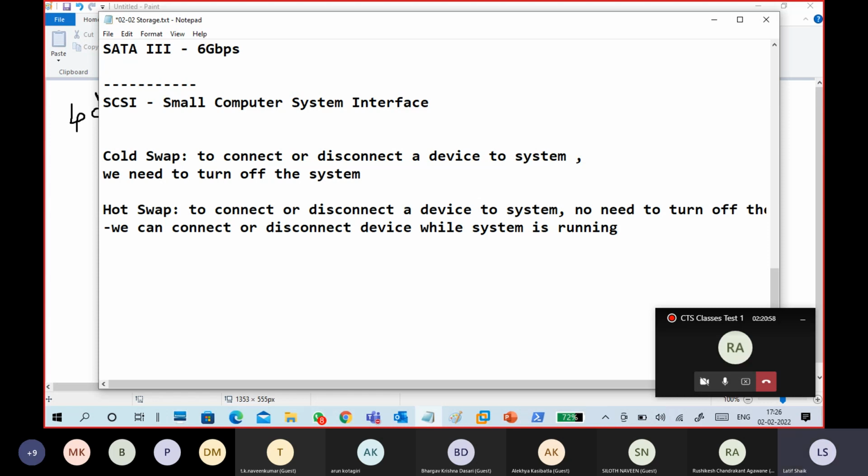Guys, will anybody give an example of a hot swappable device? Everybody knows you need to shut down the PC to connect a device. Wi-Fi, you are connecting to Wi-Fi. You are not physically connecting any device, right? Through Wi-Fi you are connecting to the network. That is also one. LAN connection, very good, the cable you are connecting. Okay, very good. Keep going.